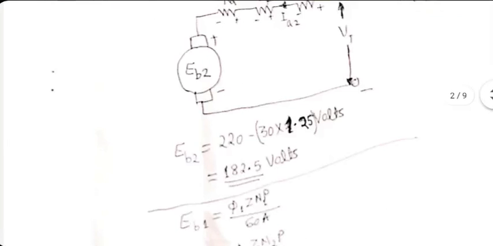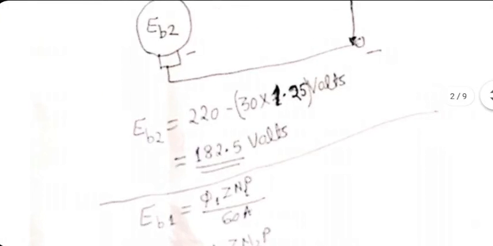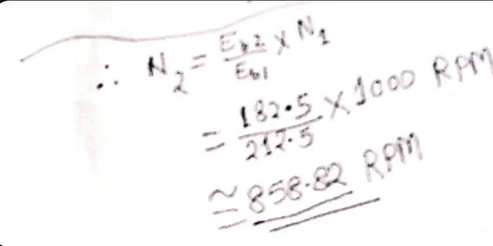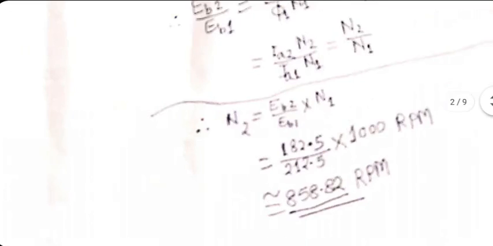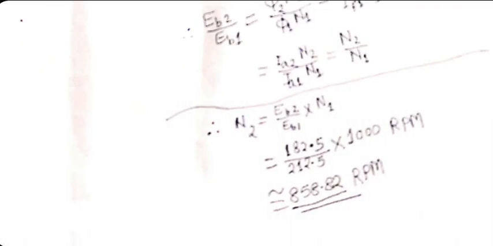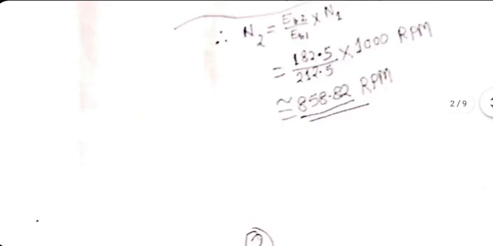So EB2 is easy to figure out. It is turning out to be 182.5 volts. Now, the new speed is easy to figure out by using this well-known equation. EB2 divided by EB1 equal to IF2 N2 upon IF1 N1. We have all the data here. Plug in the values. You can verify my calculations that new speed is 858.82 RPM.